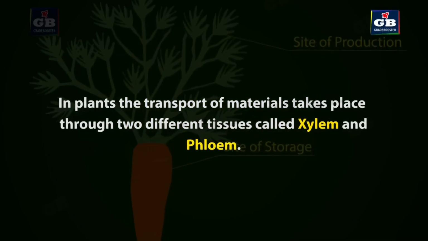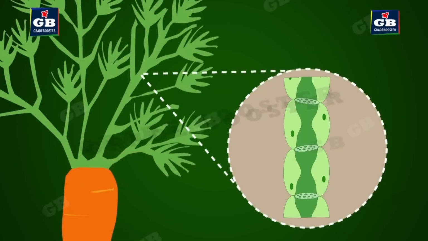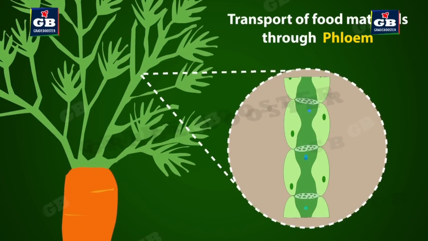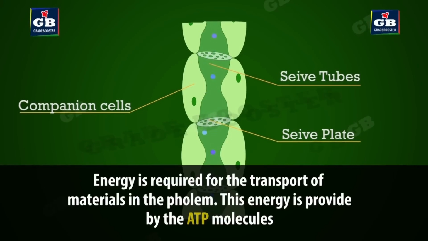The food that is prepared in the leaves of the plants during photosynthesis has to be supplied to different parts of the plants. This process is called translocation. The translocation of food materials like glucose takes place through phloem tissue in plants. This translocation takes place in both upward and downward directions. Energy is required for the process of translocation. Cells get this energy from ATP.